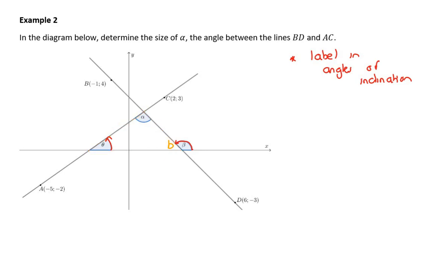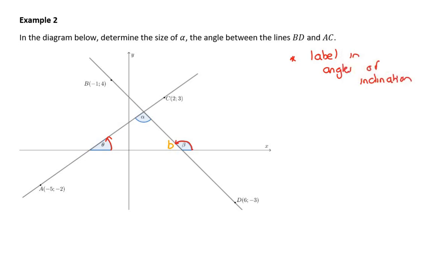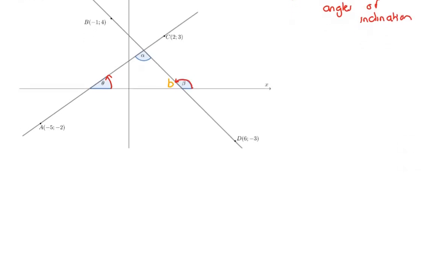The more practice you do, the better you get at these. So I think I have a plan. The first thing I'm going to do is work out the gradient of BD so that I can work out beta. So that's 4 minus 3 all over -1 minus 6. So that's 7 over -7, which is -1.